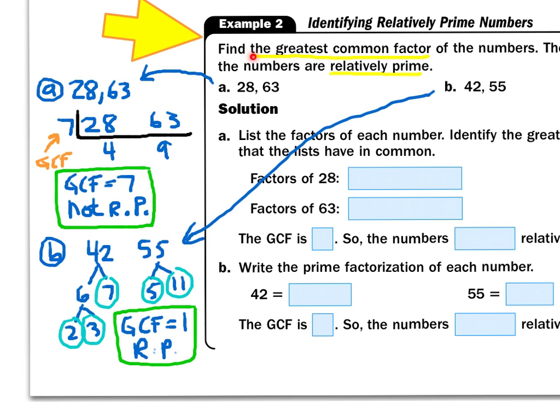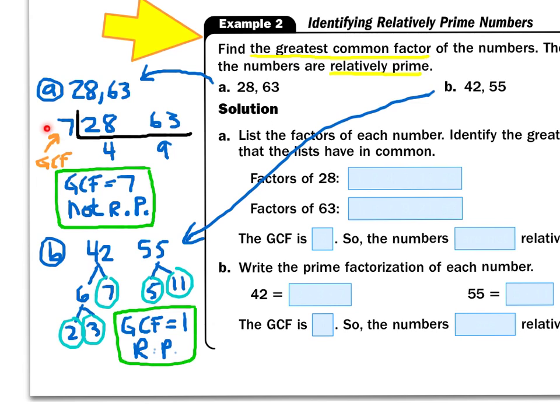Now they want us to find the greatest common factor and tell if it's relatively prime. Okay, let's do A over here. I write 28 and 63, and I ask myself what goes into both, and I notice 7 does. So I put the 7 on the outside, and I divide. 28 divided by 7 gives me 4. 63 divided by 7 gives me 9. Now the 4 and the 9 have no common factors except 1, so I'm done dividing.